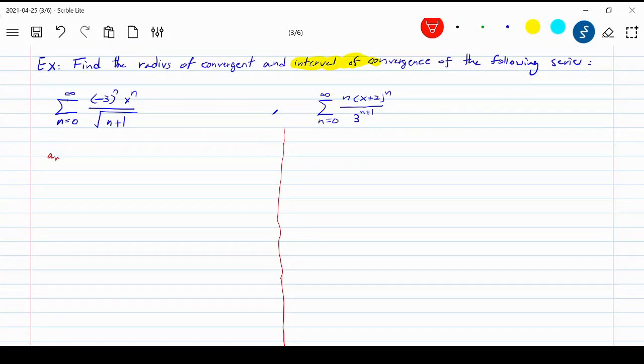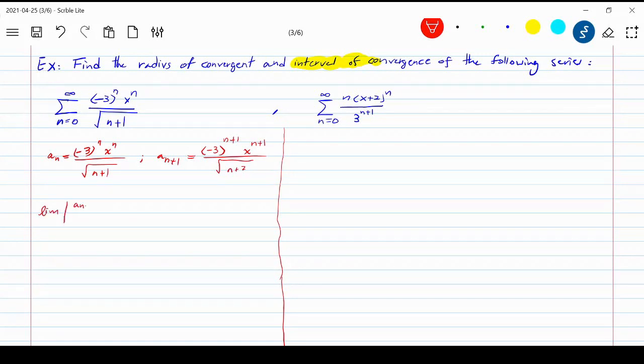So I have a_n equals negative 3 to the n, x to the n over square root of n plus 1. It's exactly the same steps. First, you find out the radius of convergence, if there is one. If there is not, then you don't have to deal with the intervals. If it's all possible numbers, there is no interval, it's just from negative infinity to positive infinity. So let's see. Here a_(n+1) has square root of n plus 2.